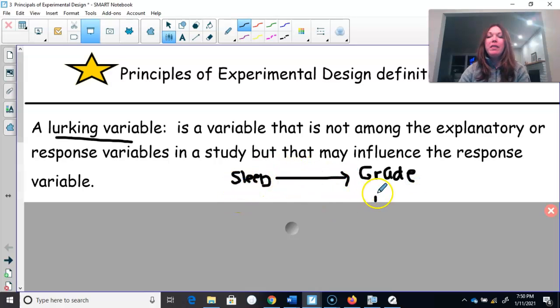Now, one thing that could affect the grade that we're not measuring, okay, that could just be your general IQ. It could be what you ate. It could be how well you prepared.